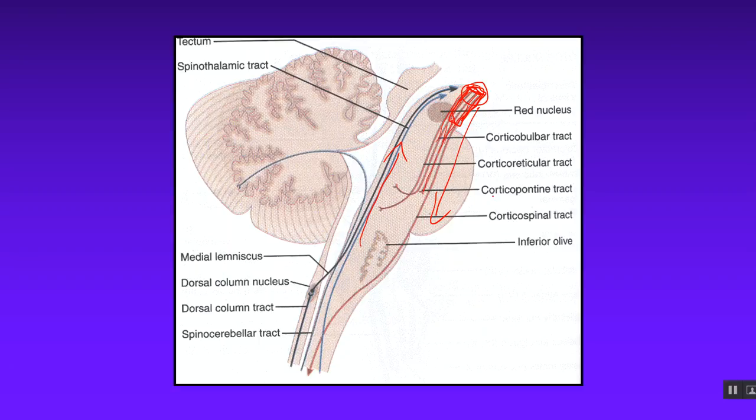The ones that stop in the pons are the corticopontine fibers. The ones that stop in the reticular formation are the cortico-reticular. The ones that stop at cranial nerve nuclei are cortical bulbar tracts. The ones that pass all the way through are the cortical spinal tracts.